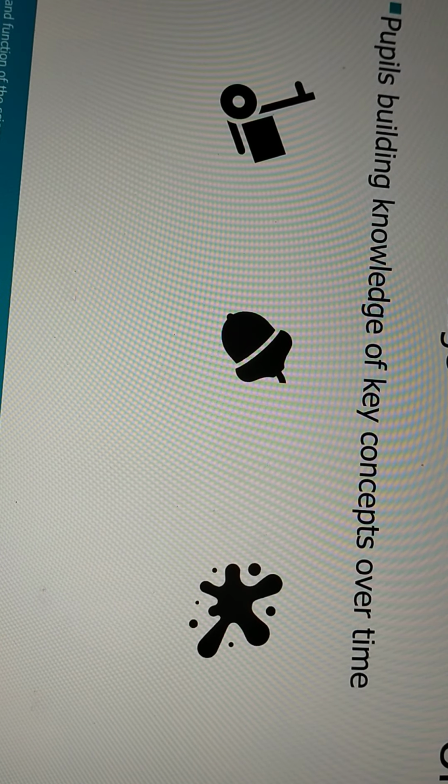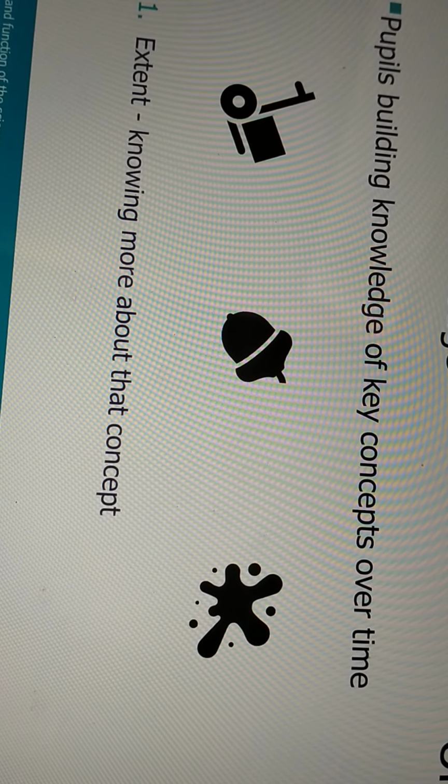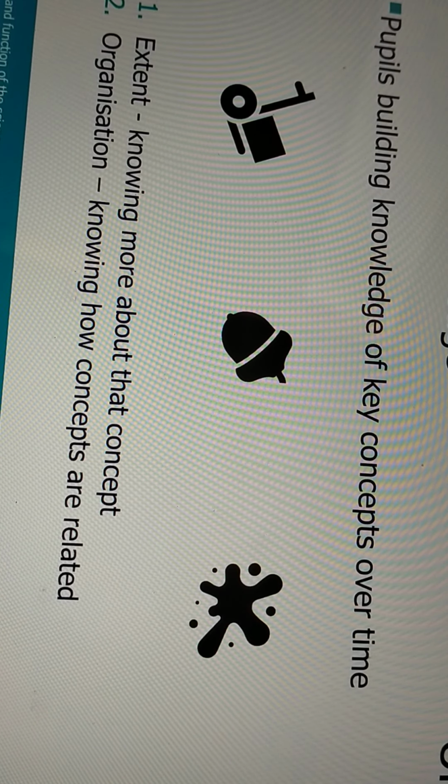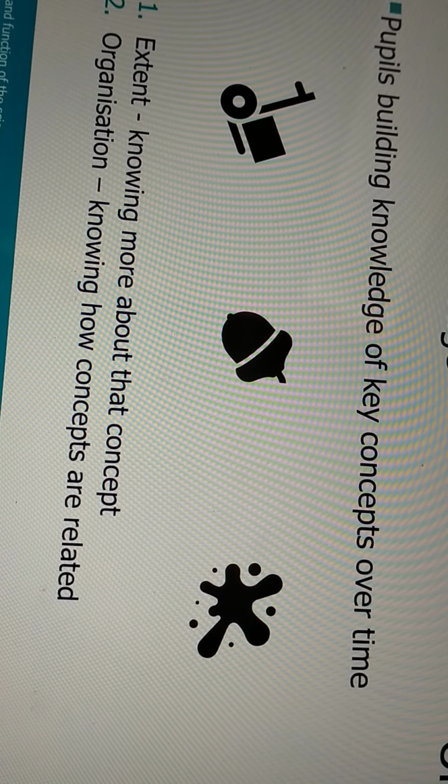And when thinking about progression in substantive knowledge, we can think about it in two key respects. The first is extent, so that's knowing more about that concept. So if we take forces, there might be more examples of forces you know. There might be more equations that you can use. We also want to think about it in relation to organisation. So it's not just knowing more about a concept, but knowing about how concepts are related to each other. So when we think about progression in substantive knowledge, we're thinking about progression in relation to these two aspects.